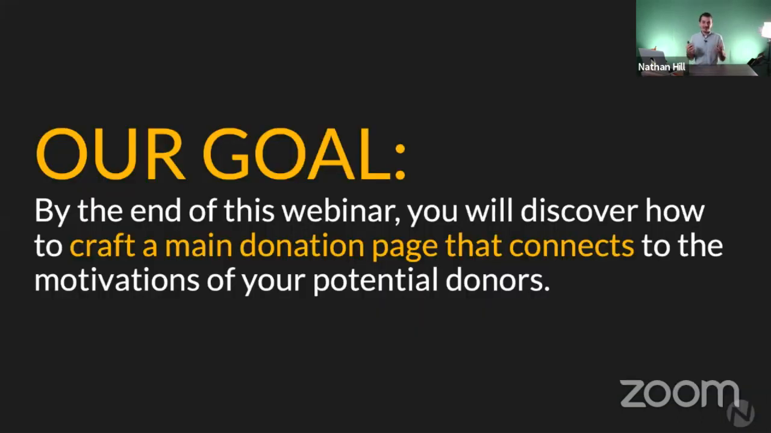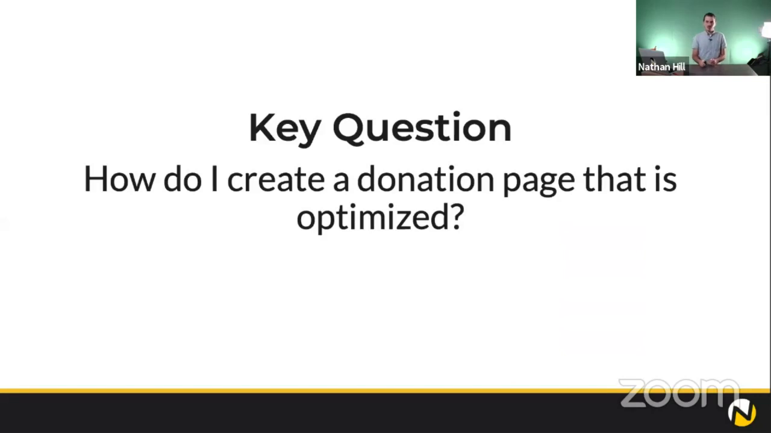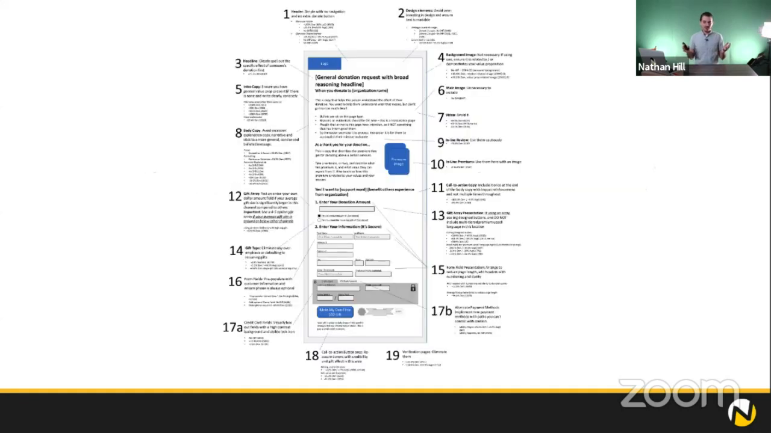So our goal by the end of today is that you would be able to craft a main donation page that connects to the motivations of your potential donors. Our key driving question all throughout is, how do I create a donation page that is optimized? Now, we have a research library of over 2,500 online fundraising experiments. A portion of those are directly related to donation pages and the main donation page. And using the learnings from that library and body of research, we've actually created this donation page template. I'm not going to tell you that it's the ultimate donation page template that's going to maximize your donations forever. It's a better starting place.